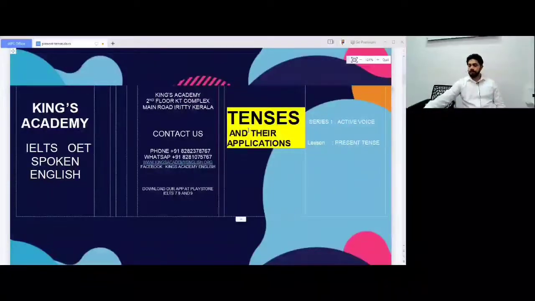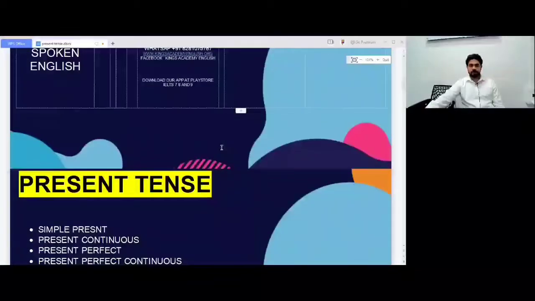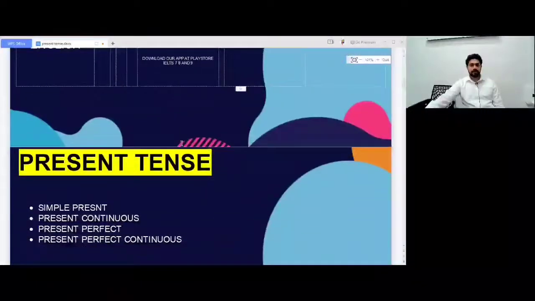Right, so without wasting time, let's move into tenses, basically. So this is series 1, active voice, and in this first lesson, present tense. Okay, let's move on. First of all, in this lesson, I'm going to teach you what is present tense.